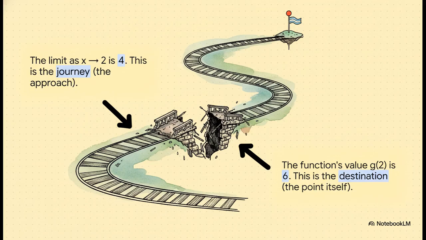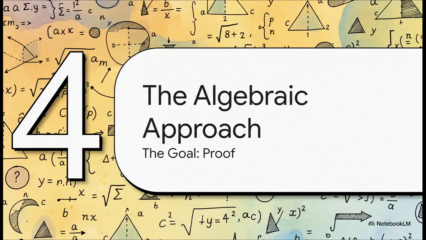The function's actual value at x equals 2 is that other dot way up at 6. And this shows the main idea perfectly. The limit is the journey, it's where you're heading. The function's value is the destination, where you actually land, and they don't have to be the same place at all. Okay, the graph gives us some fantastic intuition.